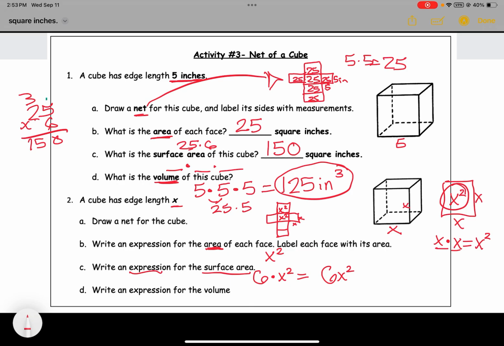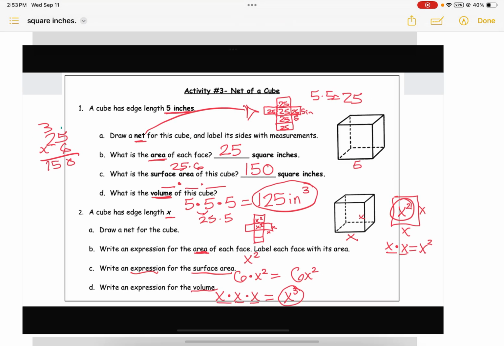And then lastly, it says write an expression for the volume. The volume, if one side is x, then the other side is x, and the other side is x. And volume, we multiply the 3 dimensions. So x times x times x, which we will write as x to the power of 3. So that would be my volume.